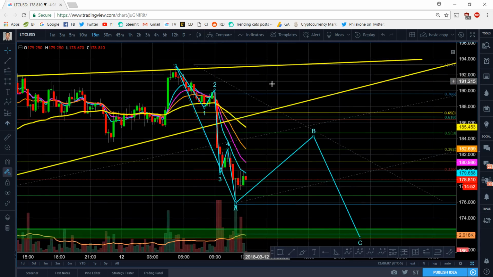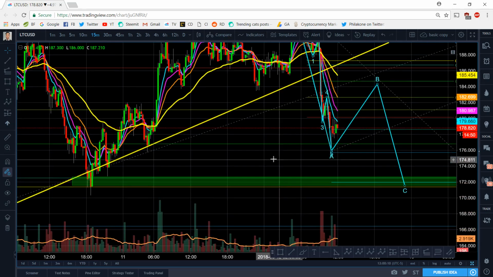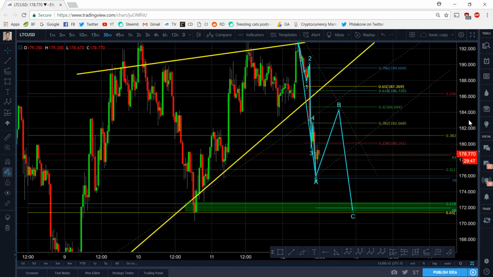So anyways, I firmly believe that we're going to fall to roughly the 0.618 Fibonacci level.